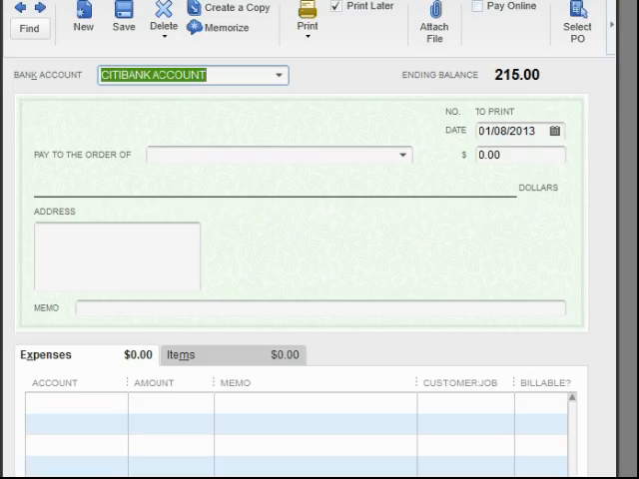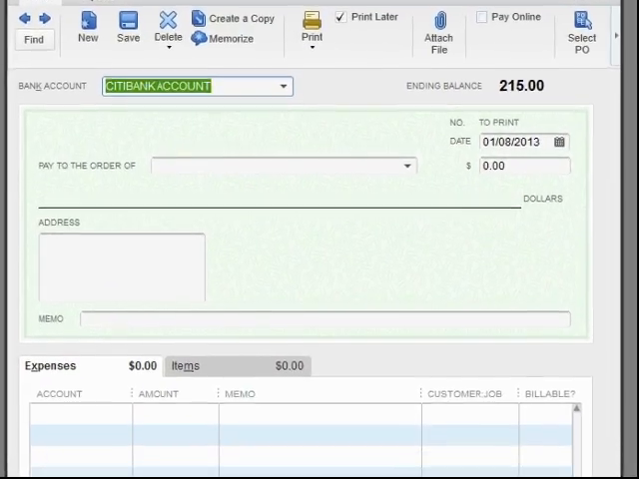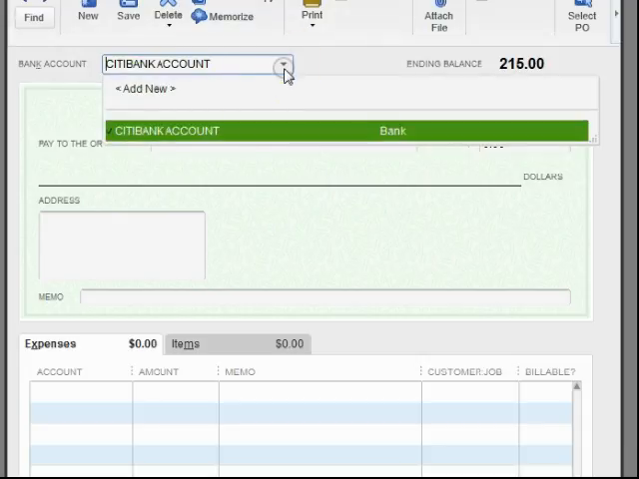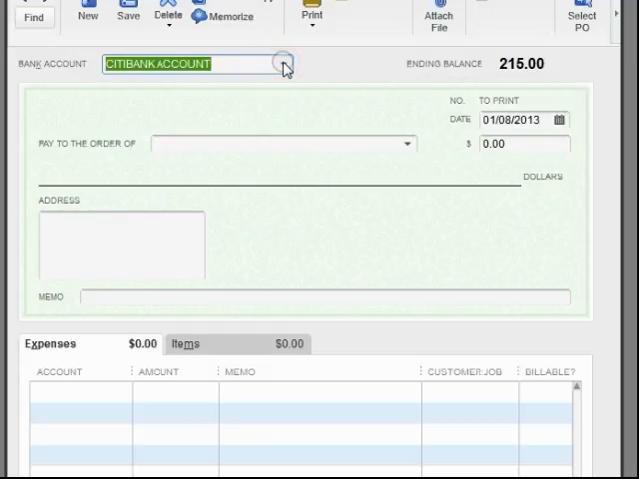We open the check window and notice, okay, the computer knows that there's only one bank type of account. There's only one bank kind of account that we have here, and therefore that's the only one that's listed. But if our chart of accounts had several bank accounts, we would have to choose the bank account that we're writing the check from. Let us imagine that this is January 9th of 2013.